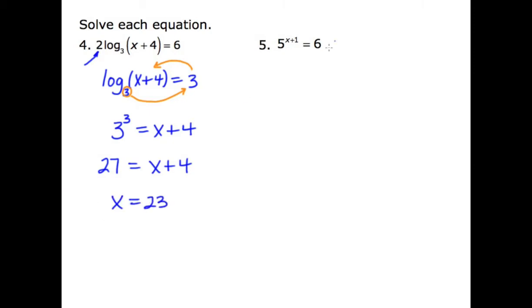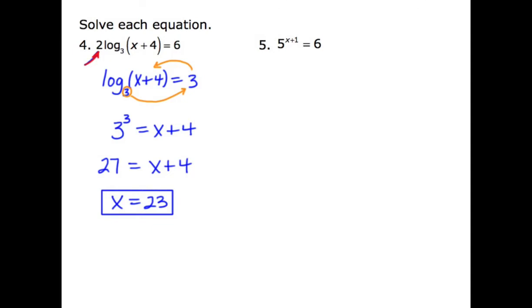So it's important to remember for questions like this that you cannot swing unless the log expression is completely isolated. And something like that 2, which is in front, needs to be divided out before you can actually do the swing. Let's go to number 5.